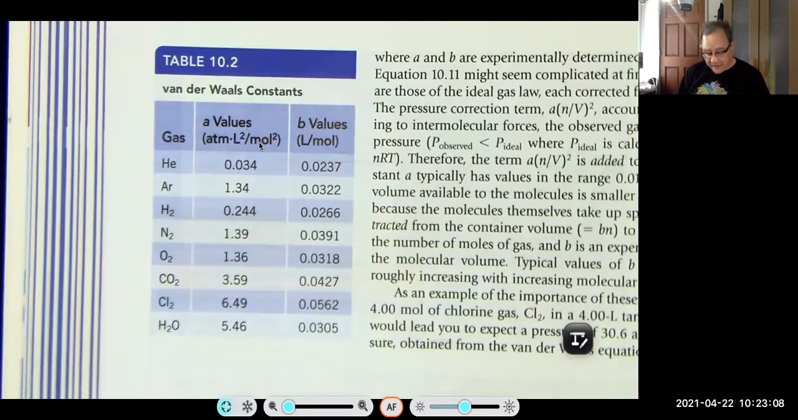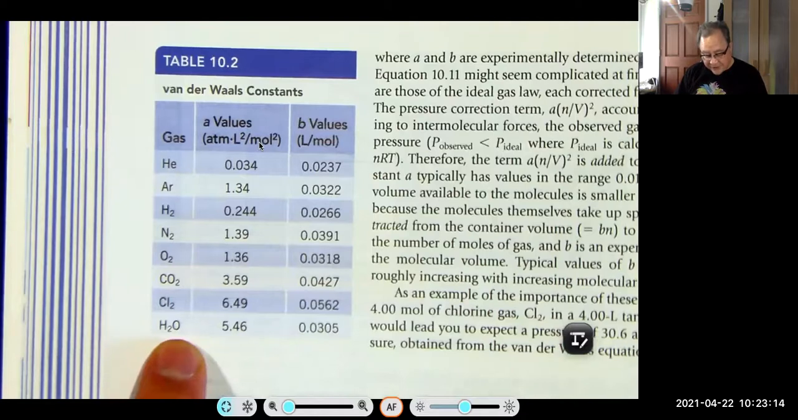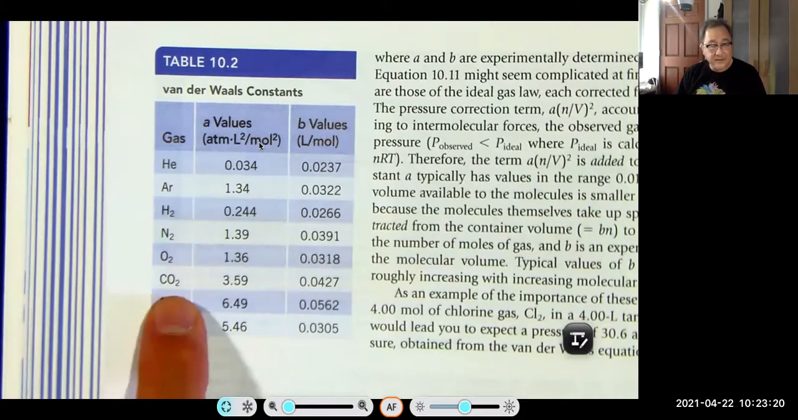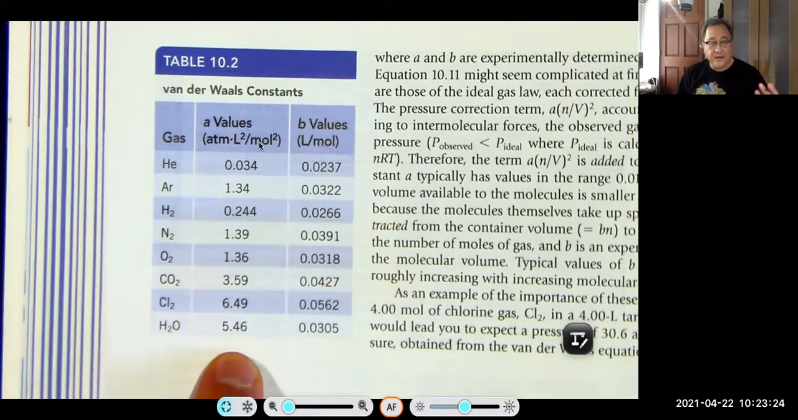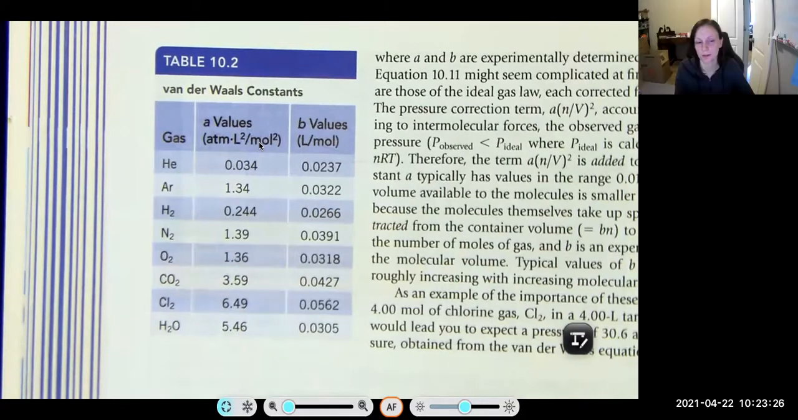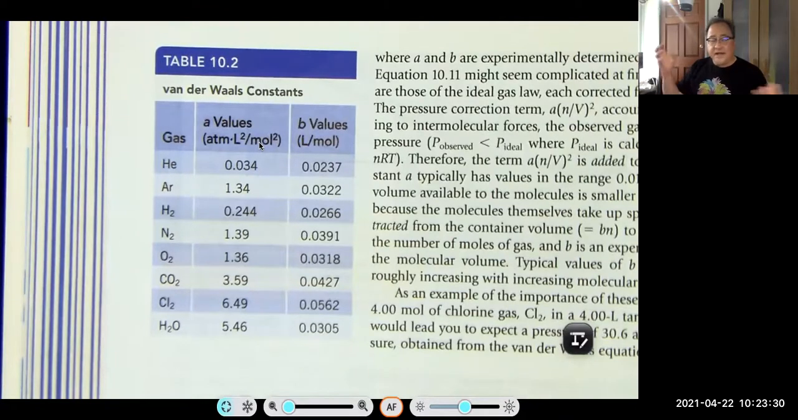Now look at this guy here. This guy only has 1 oxygen and 2 hydrogens. Its surface area definitely has to be smaller than Cl2 or CO2, right? But it's got a really huge A. Why? Polarity. It is a very polar molecule. So when they run into each other, they can stick together and kind of sap energy away, so to speak.